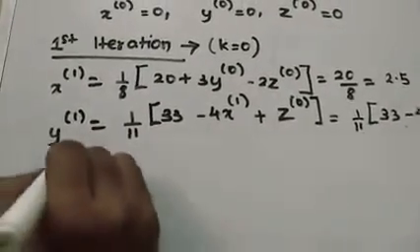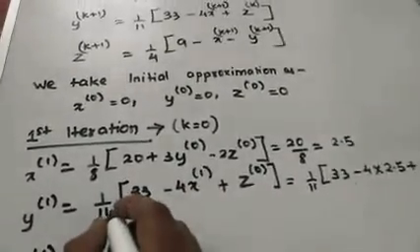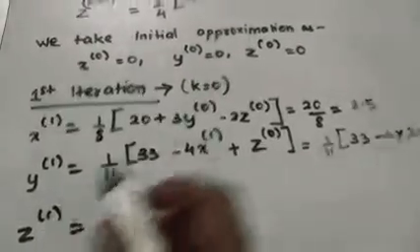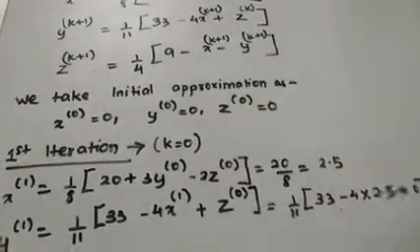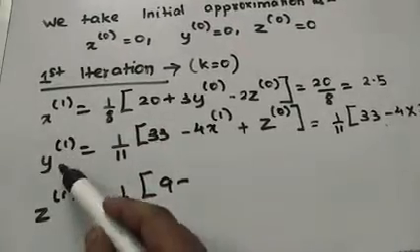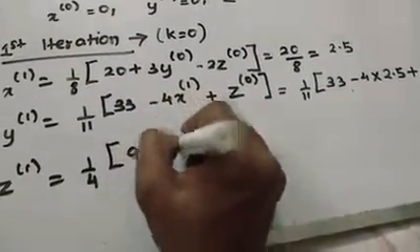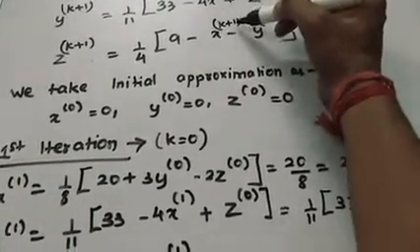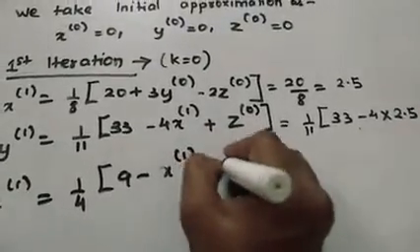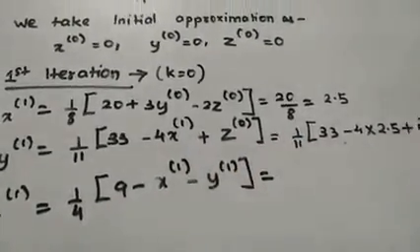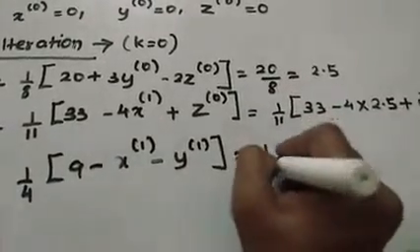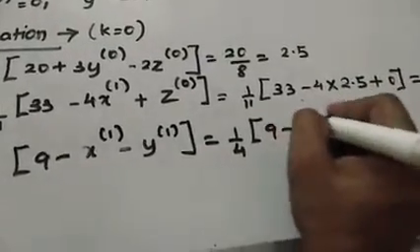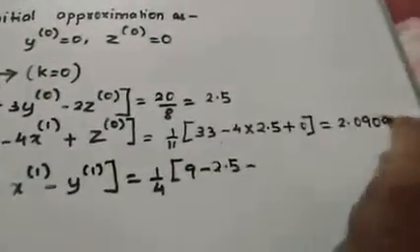Then z1. z1 is 1 by 4 times 9. So for finding z, we use two terms, one is x and another is y, but in this iteration we have already found x and y, so we write x1 and y1, same formula, putting k equals 0. So 0 plus 1 is 1, z1 equals 1 by 4 times 9 minus x1 minus y1. What is the x1 value? 2.5. And what is the y1 value?